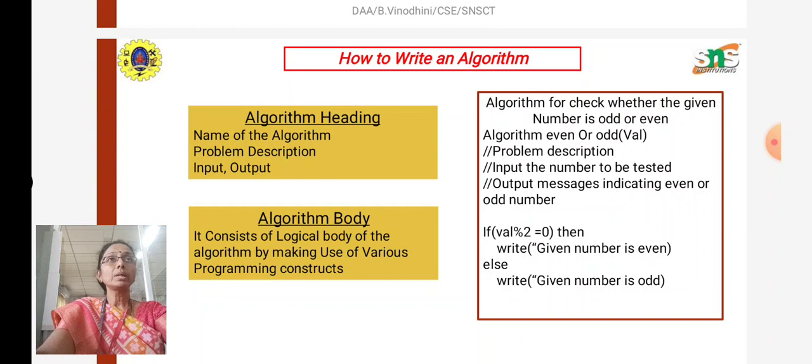So this is the way we have to write all algorithms. How to write an algorithm? For every algorithm we write two important parts. One is the algorithm heading, which should contain the problem description, input and output. The other is the algorithm body, which should contain certain programming constructs to build the corresponding algorithm.